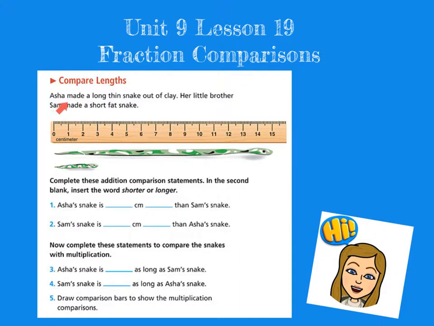This says Asha made a long, thin snake out of clay. Her little brother, Sam, made a short, fat snake. So here we can see Asha's snake versus Sam's snake. We obviously know the top one is Asha's because it says in the directions that she made a long, thin one, whereas her brother Sam made a short, fat one. So we need to complete these addition comparison statements. In the second blank, insert the word shorter or longer.